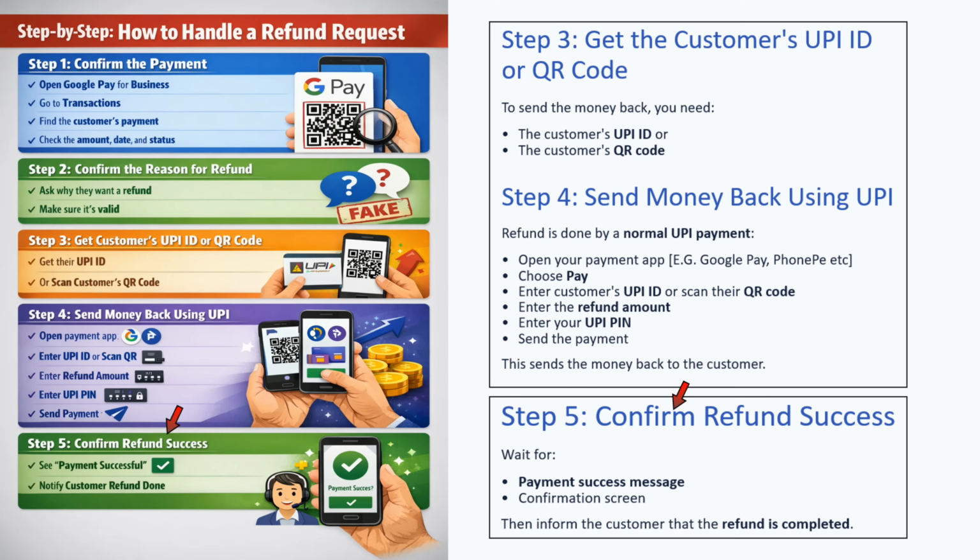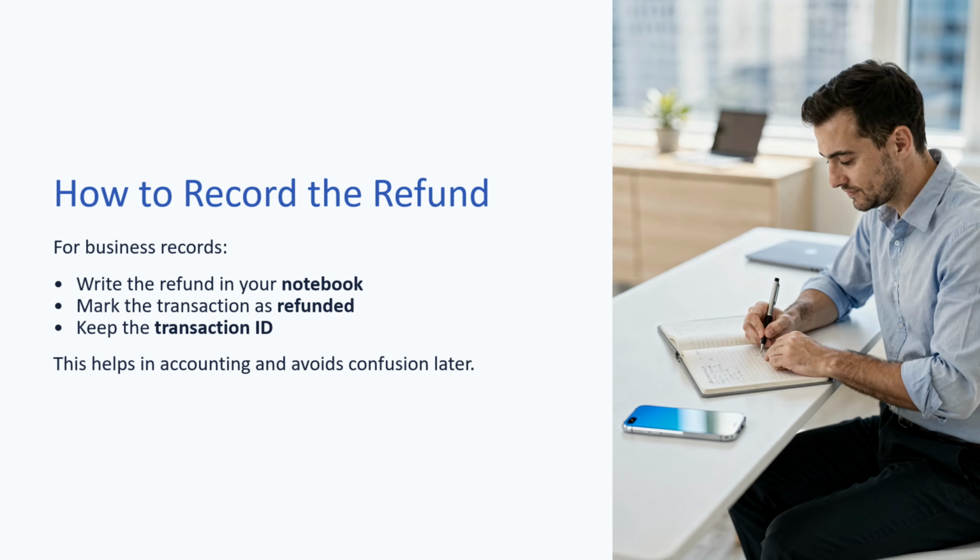Step 5. Confirm refund success. Wait for the payment success message and confirmation screen. Then inform the customer that the refund is completed. How to record the refund? For business records, write the refund in your notebook. Mark the transaction as refunded. Keep the transaction ID. This helps in accounting and avoids confusion later.